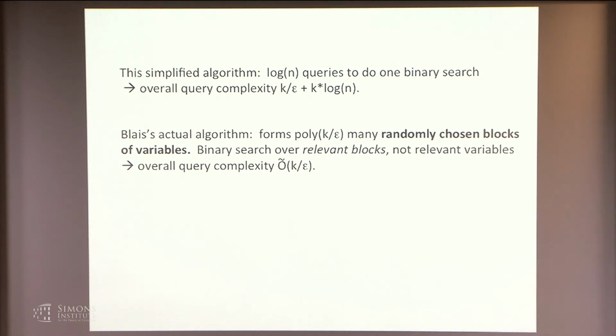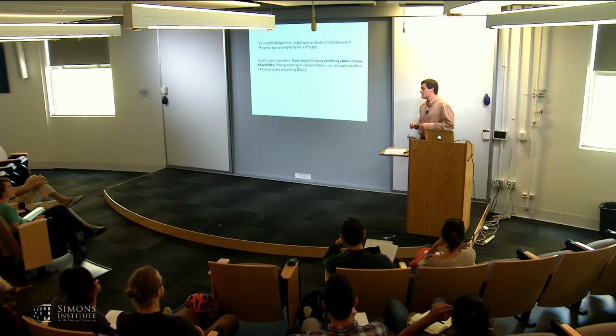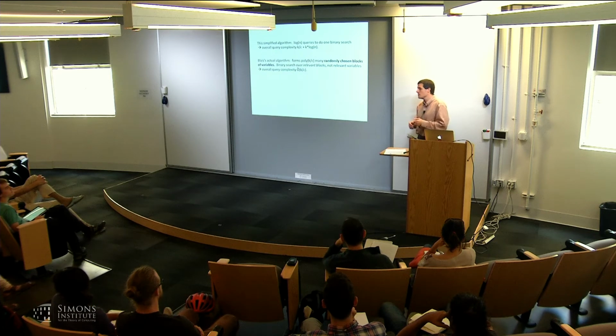What if the Junta is an AND of k variables? Then you would find the difference only with... then if epsilon is less than 1 over 2 to the k, it works. If it's not, then it's off the hook.